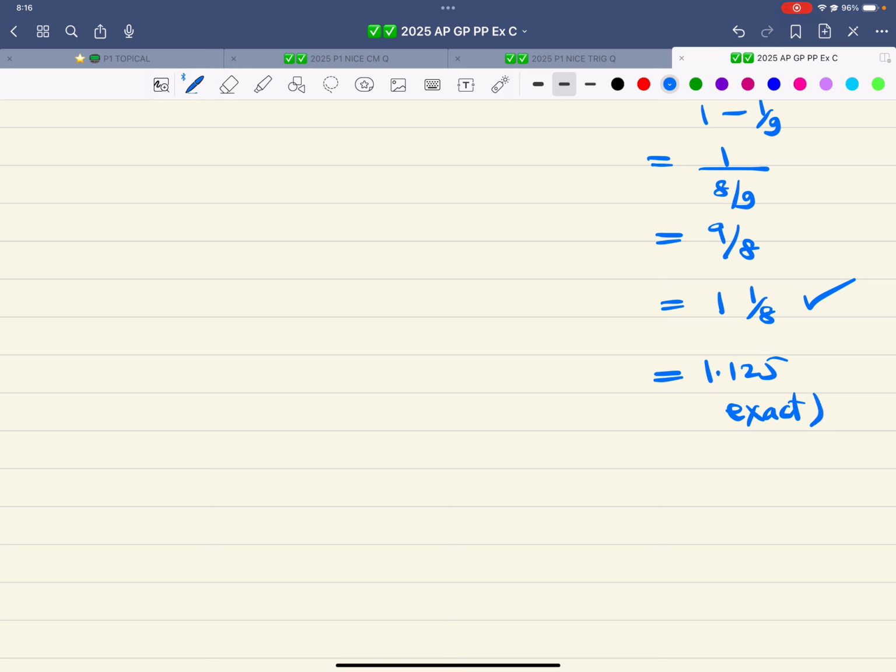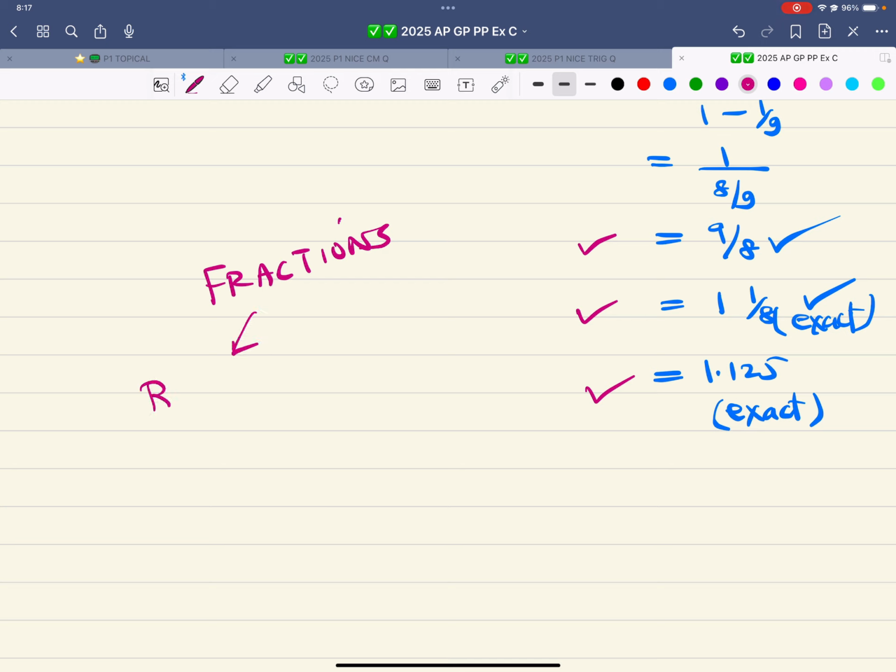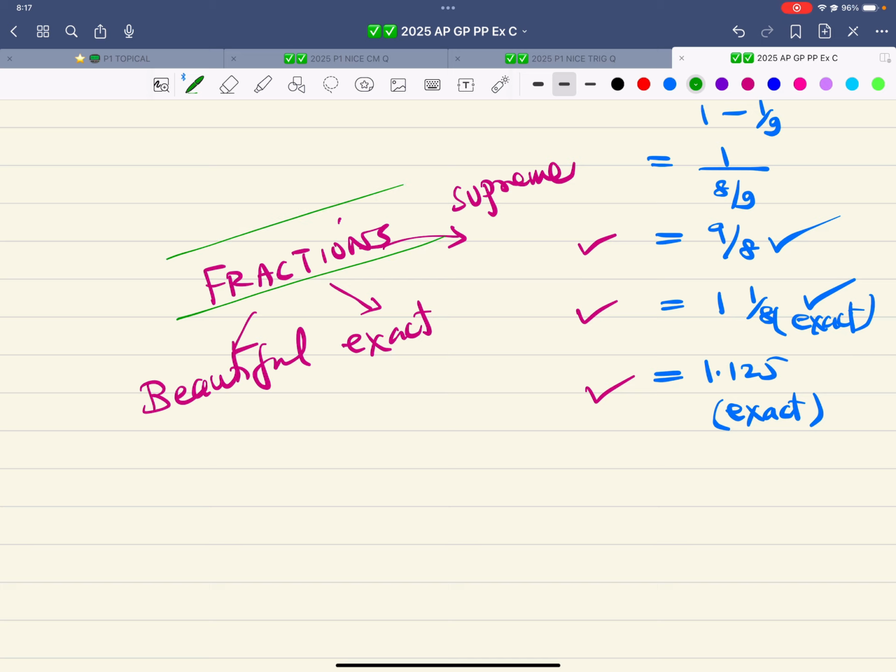So this is exact. This is exact. And this is also exact. So any one of these three forms is acceptable. But always remember the famous saying: fractions are beautiful. Fractions are exact. Fractions are supreme. So whenever you have the possibility of giving the answer as a fraction, a fraction is a mathematician's first choice.